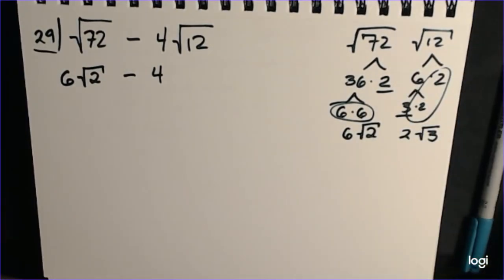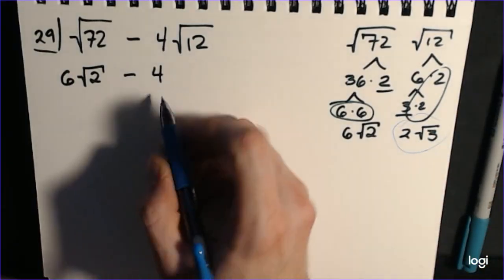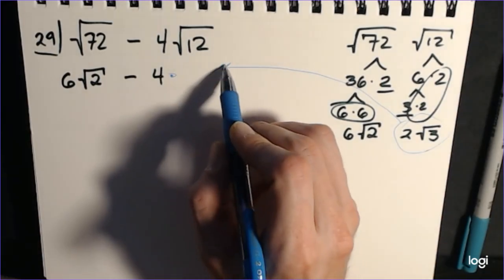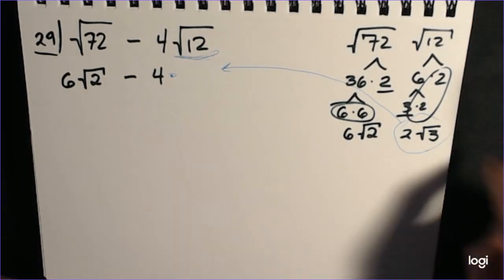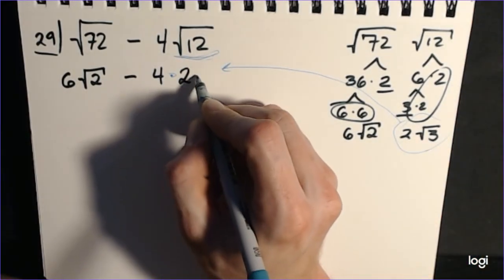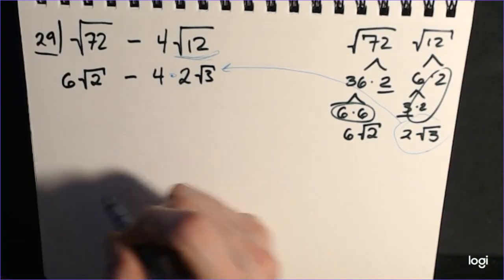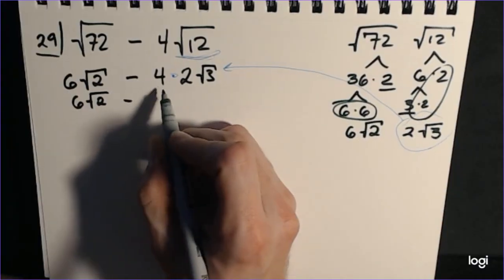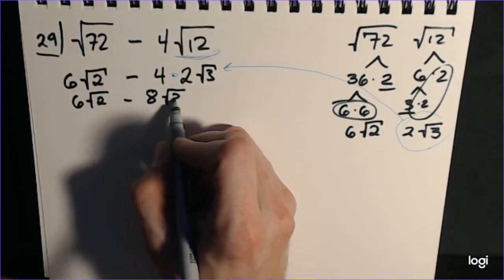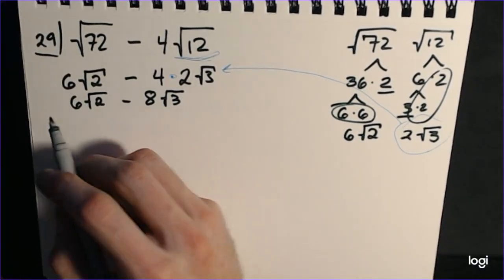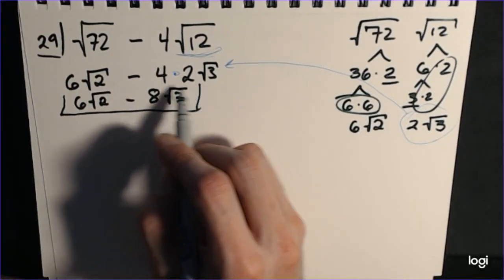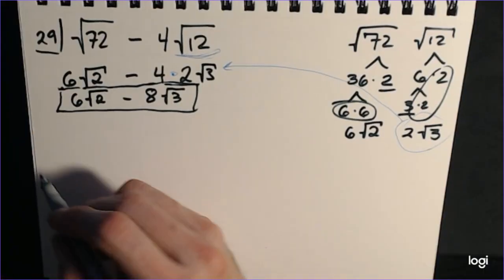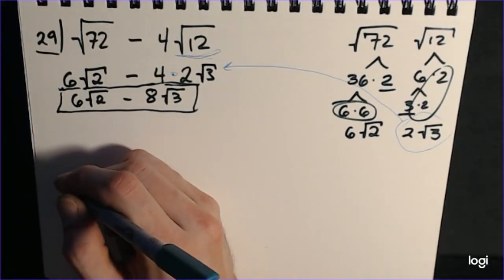Okay, so again, we're substituting. So we have that 4. That 4 is multiplying here, so we're going to substitute this back in just for this square root of 12. So this is 4 times 2 times the square root of 3. So we have 6 times the square root of 2 minus 8 times the square root of 3. 2 does not equal 3, so we cannot combine these. So we put a box around our answer. Turns out we didn't have to be too careful about the negative, besides just making sure we wrote it there.